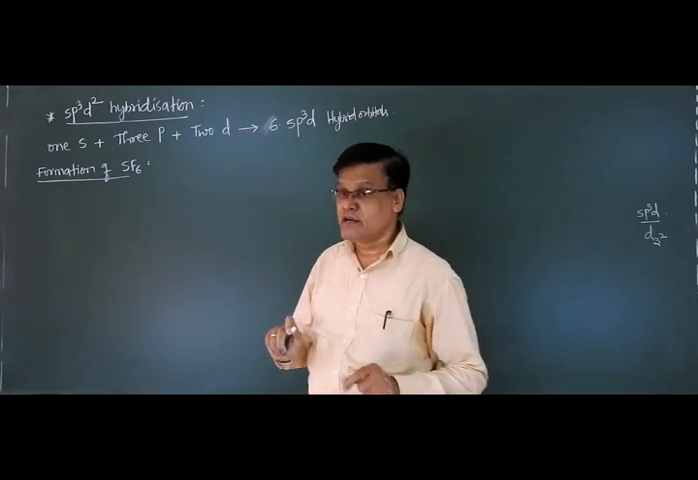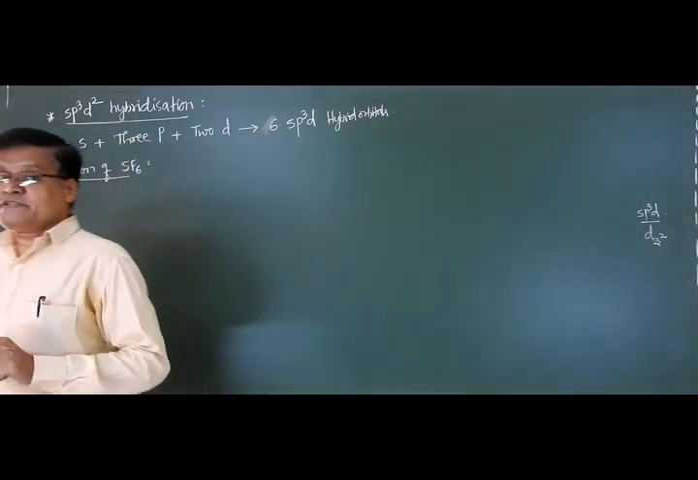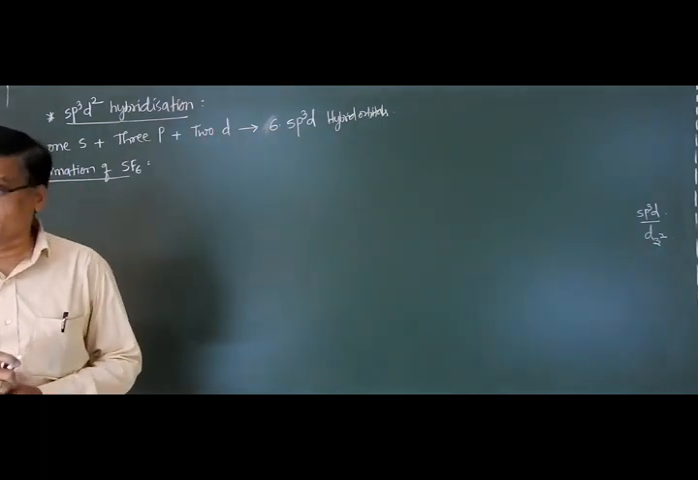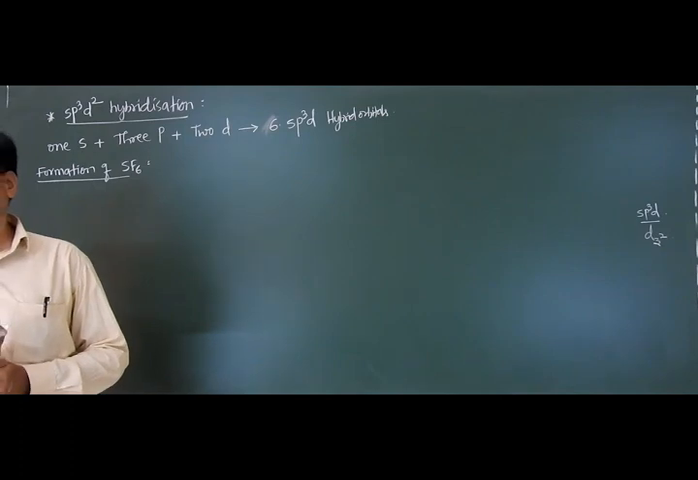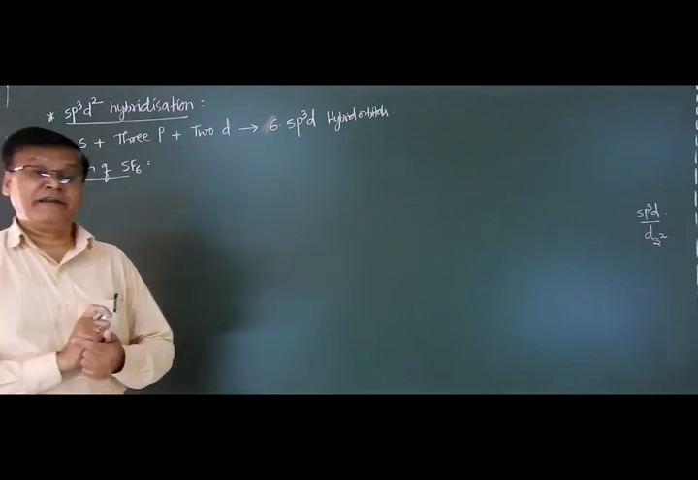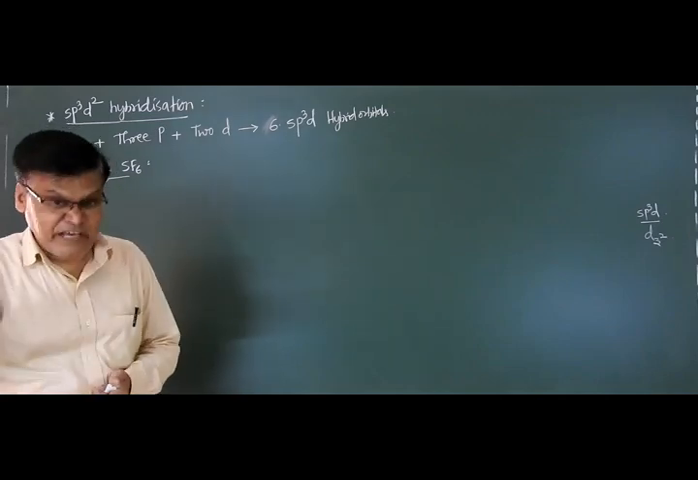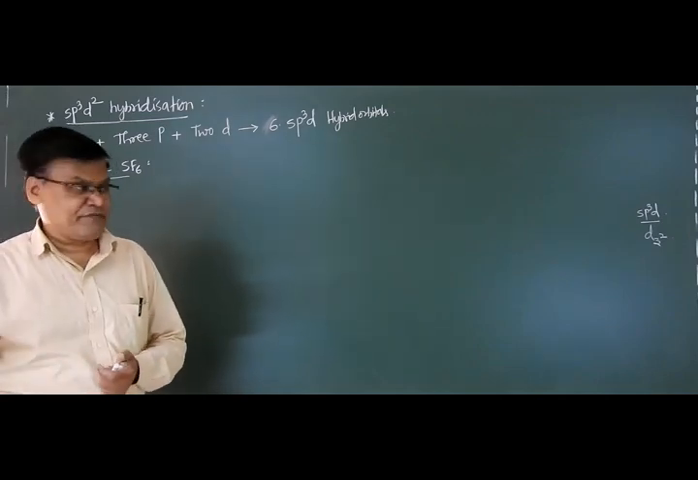Such questions will be asked in the competitive exams. In sp3d2 hybridization, which d orbitals are involved in the formation of the sigma bond? They will ask about the sigma bond. Hybrid orbitals always form the sigma bond, which means we have to identify which orbitals are involved in hybridization.